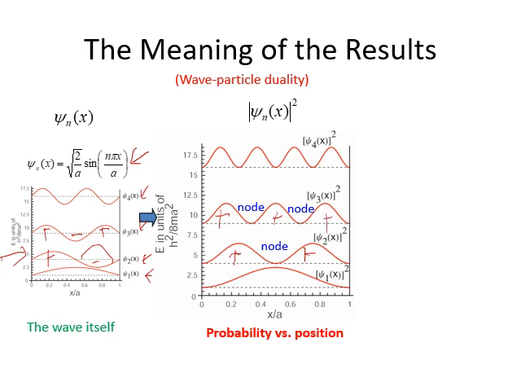Okay, so now what does this mean? Remember, these tell you the probability. So for the first wave function, which has the lowest energy, the most probable place is here in the center. This gives you the highest probability. For the second one, the most probable place is here and here. All right. For the third one, the most probable place is here.